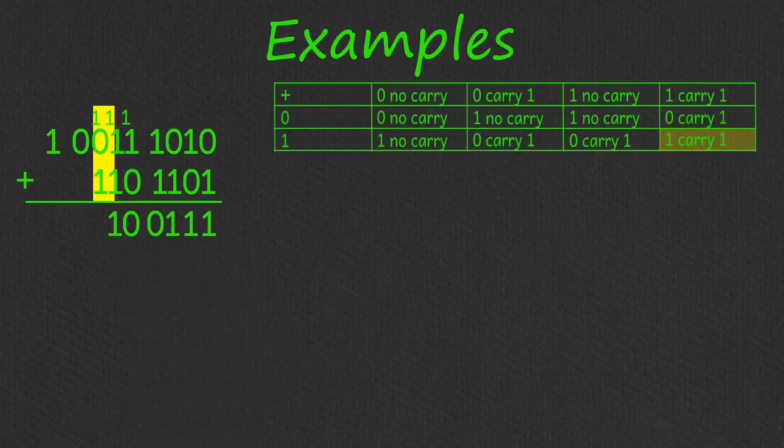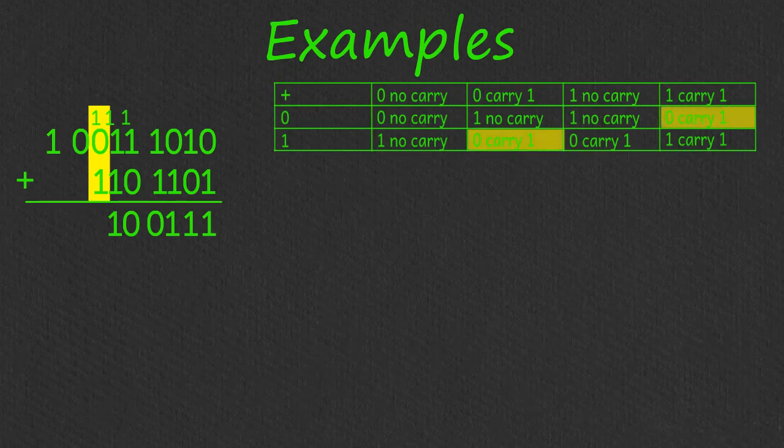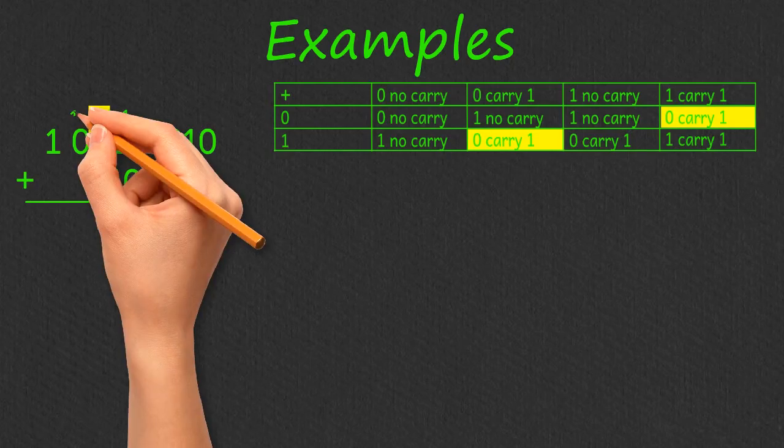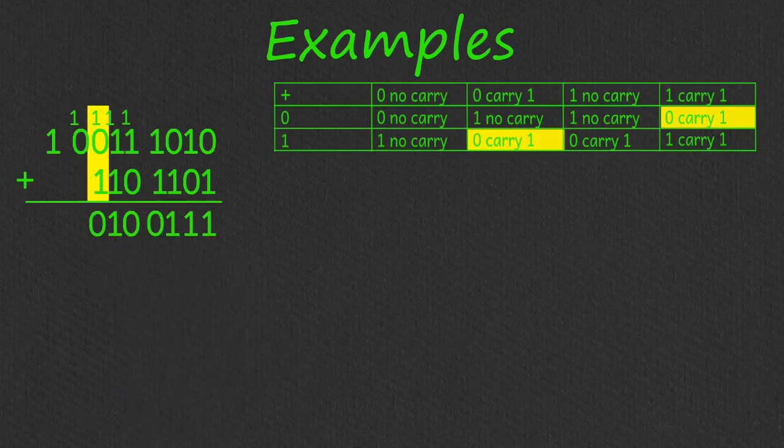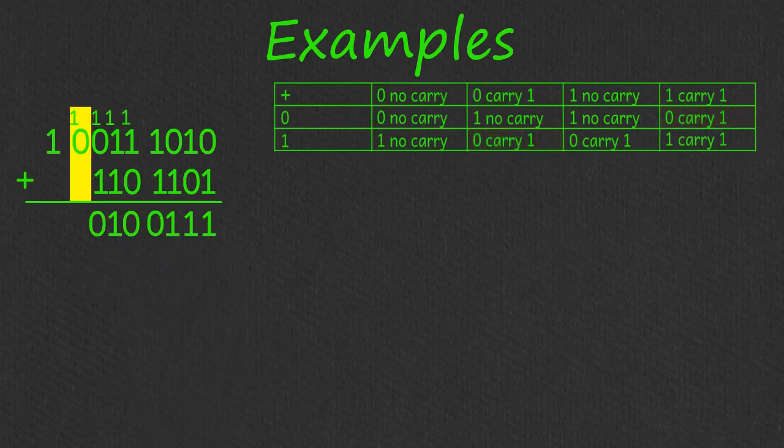Moving to the left again, we have a 1 carry and the digits 0 and 1 from the original numbers. Looking at the table, these again are 0, carry 1. So we write the carry into the next column and the 0 to the result row. In the next place value on the left, we have a carry and only a 0 digit from one of the original numbers, as the other number doesn't have any digit at this place value.